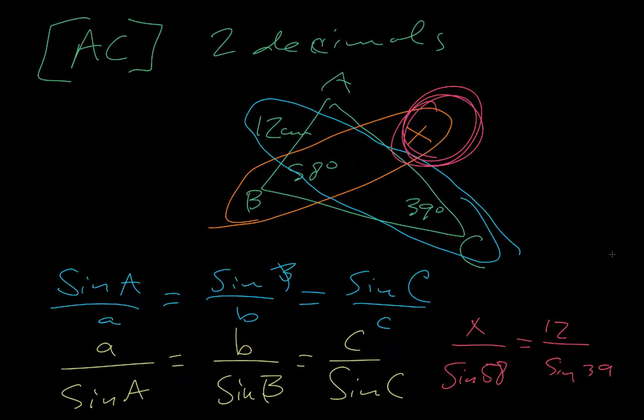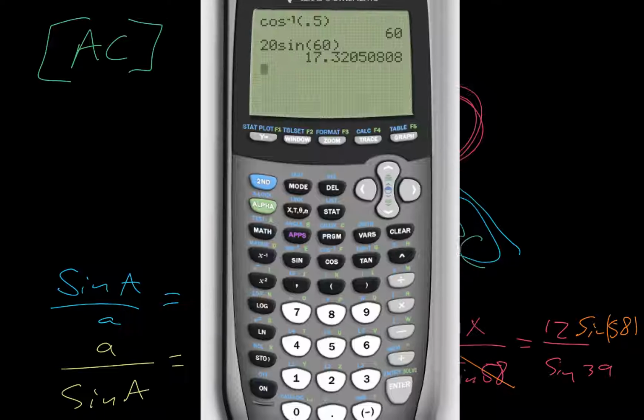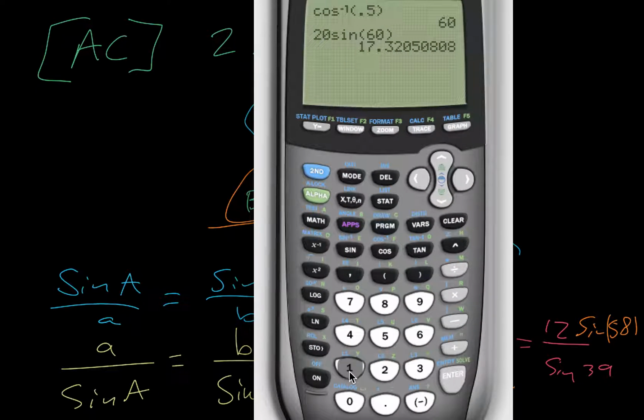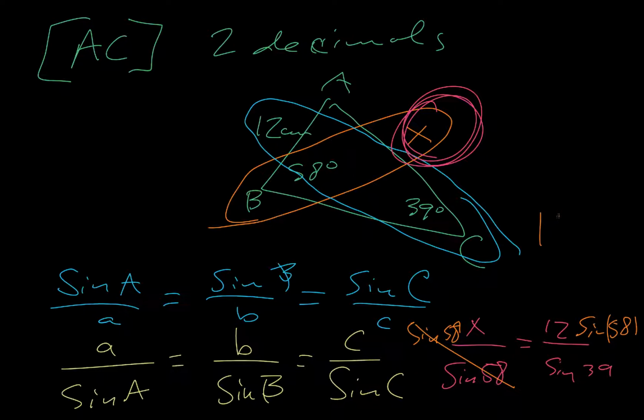Now doing that makes the algebra easier. All we need to do is multiply both sides by sine 58, because it'll cancel here. And then we just go to our calculator. We just have to plug that in. So 12 times sine 58 divided by sine 39. And make sure your calculator is in degrees, or else you won't get the same answer. And so our answer is 16.17 centimeters.